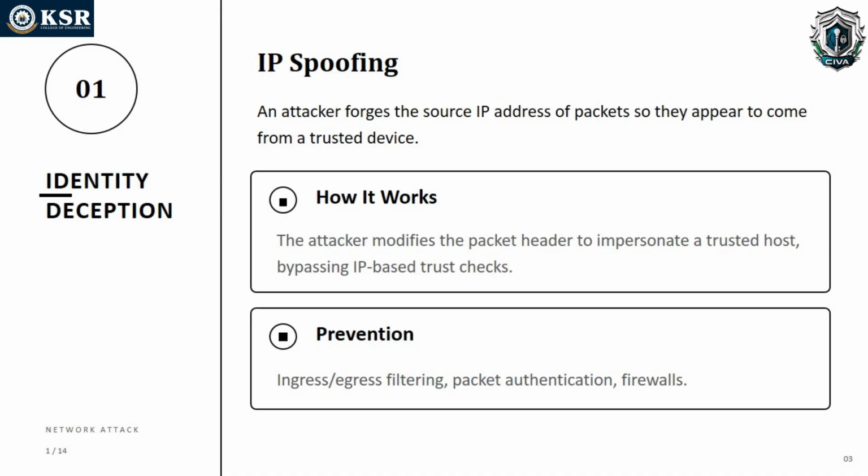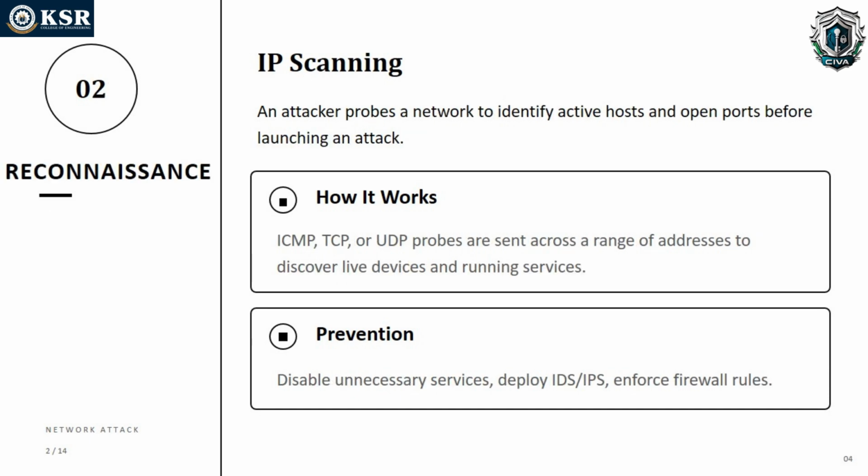IP scanning, also called reconnaissance, is usually the first step of an attack. The attacker sends ICMP, TCP, or UDP probes across a range of addresses to map which hosts are alive and which ports and services are open. This information tells the attacker where to focus. Organizations defend against this by disabling unnecessary services, deploying intrusion detection and prevention systems, and tightening firewall rules to limit what's visible from outside.